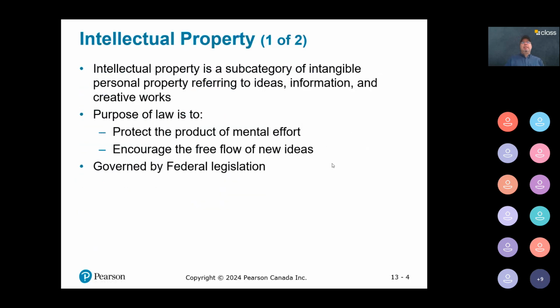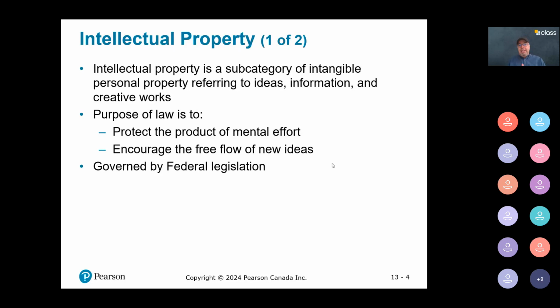Now, let's start by understanding in general terms what intellectual property is. It's a subcategory of personal property. It's called an intangible category. Why intangible? Intangible because we cannot touch. When you have a patent, you actually have a right. When you have a copyright, you have a right. So intellectual property is intangible because they grant the owner a right. That's why they are regarded as intangible.